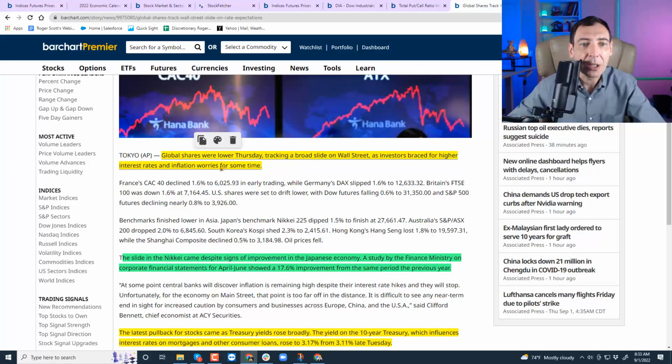Global shares were lower Thursday, tracking a broad slide on Wall Street due to the bond market going down, which means interest rates are going up, or the sentiment is going up as investors brace for higher rates and inflation worries for some time.